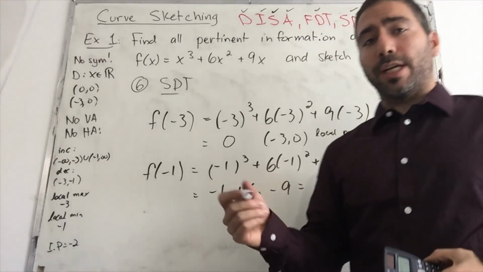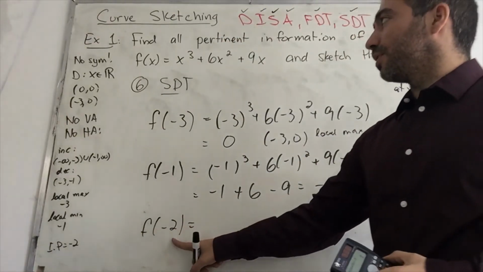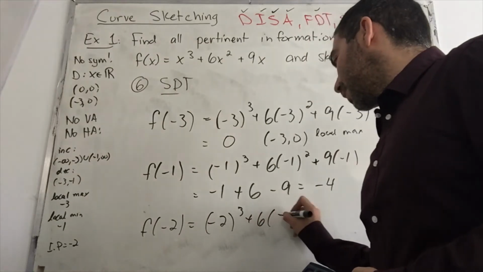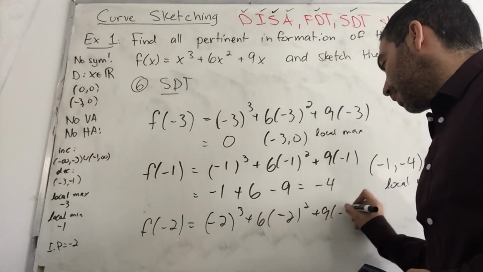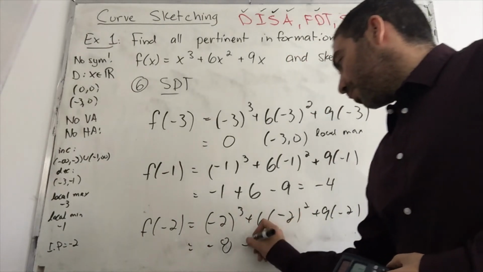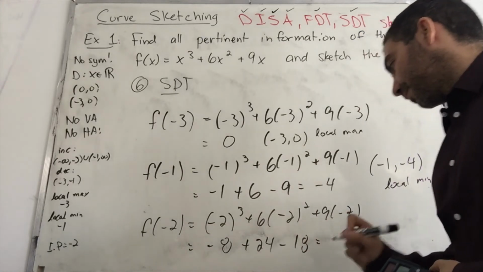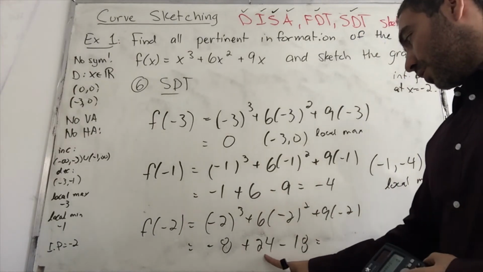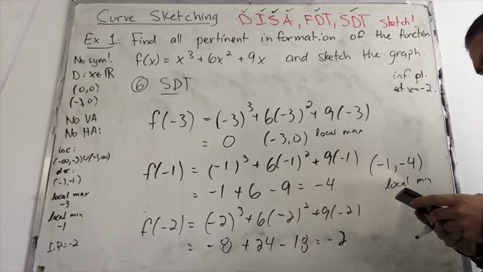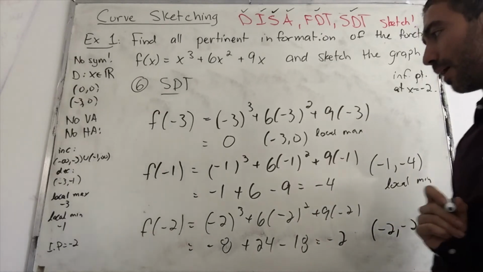Okay, and lastly, let's go check for the inflection point. Where's our inflection point? Well, it's at negative 2. So let's go find the associated y value. Negative 2 cubed plus 6 times negative 2 squared plus 9 times negative 2. That gives us negative 8 plus 24 minus 18. So this gives us negative 2. So this is the point negative 2 comma negative 2. That's where we have our inflection point.